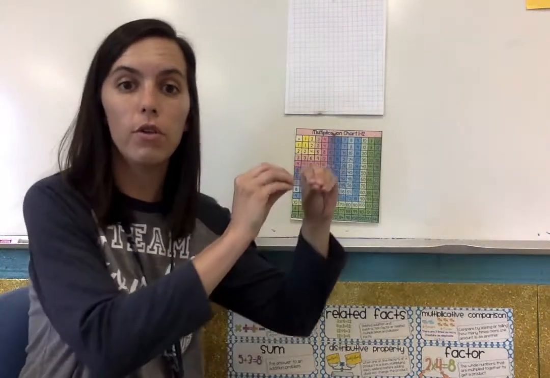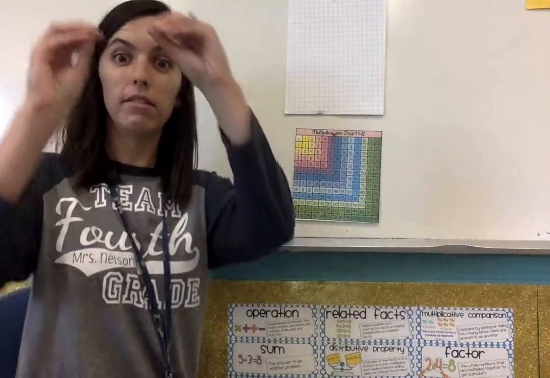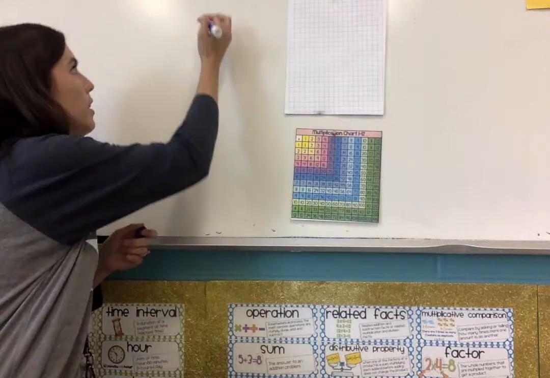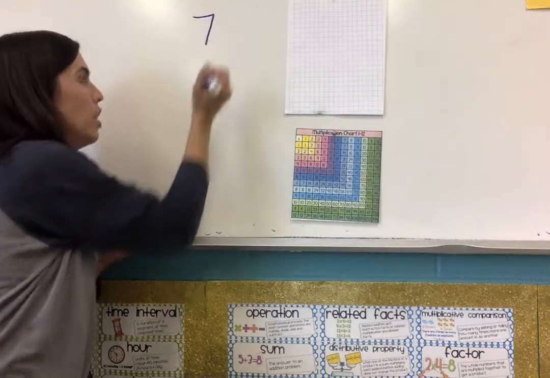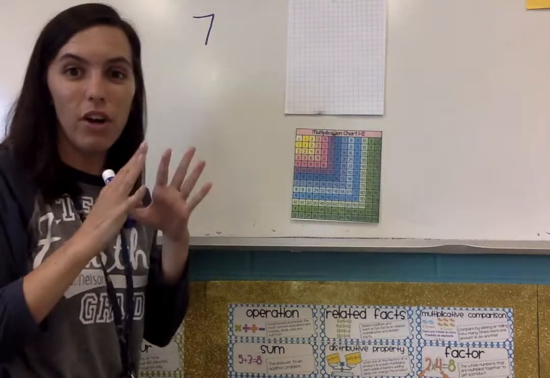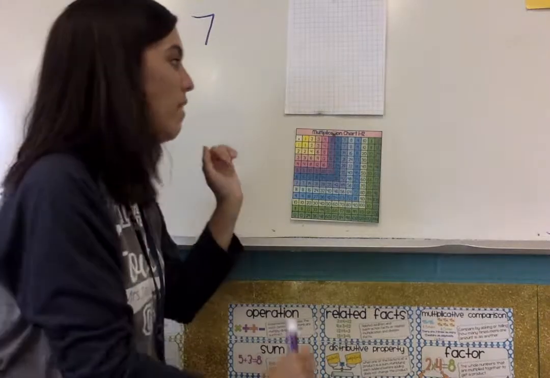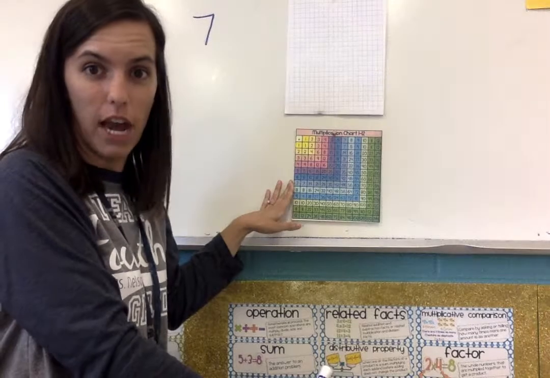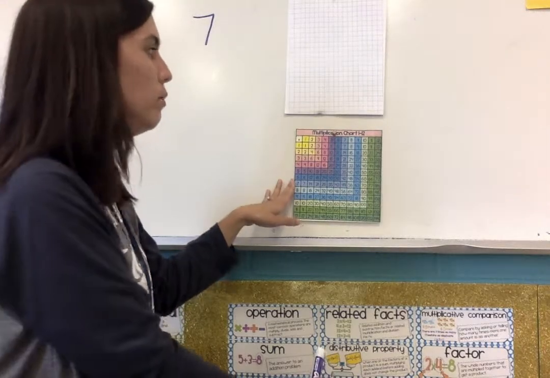Hey boys and girls, today we're going to be looking at factors and multiples. Now, if you remember when we are talking about multiples of a number, the multiple monster makes numbers bigger. So if we are looking at, let's say, the number 7, the multiples of 7 are going to be bigger than 7. So you can actually use your multiplication chart to help you find the multiples if you need to.